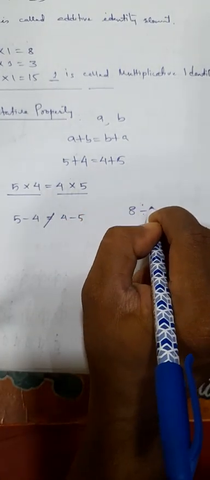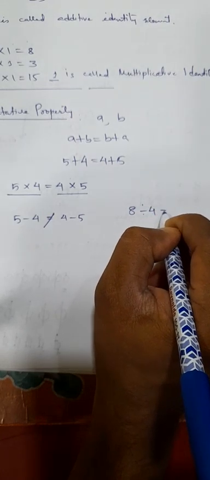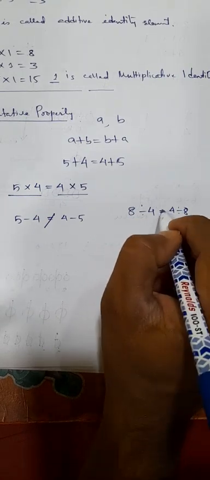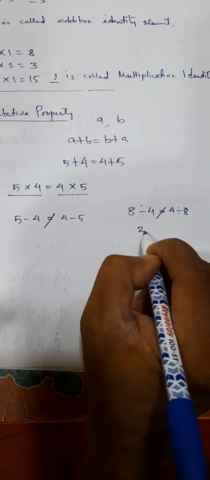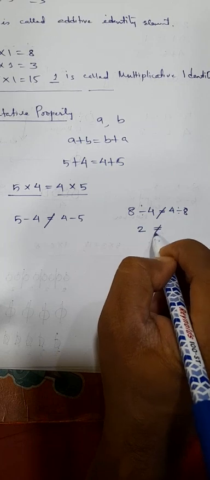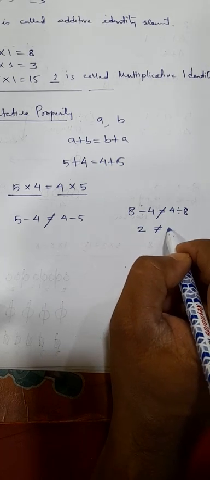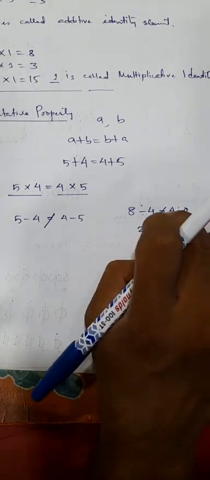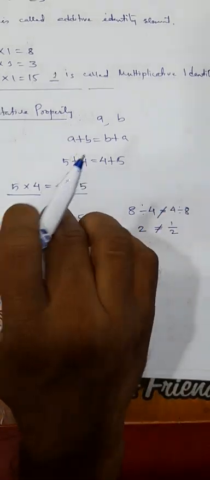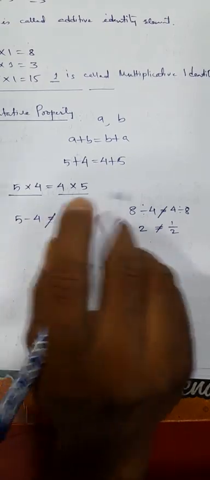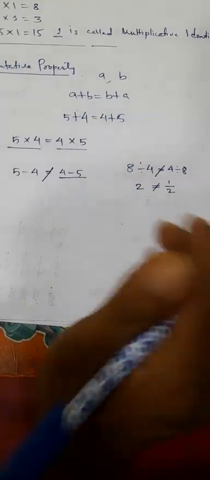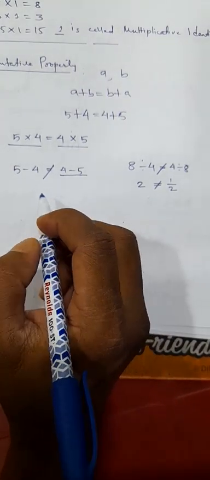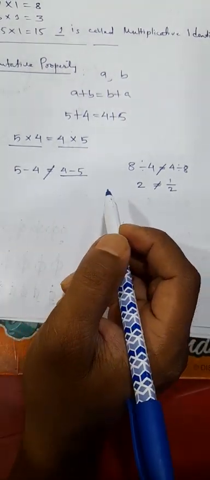Similarly, 8 divided by 4 is not the same as 4 divided by 8. We got 8 divided by 4 equal to 2, but 4 divided by 8, it is half. So 2 and half, they are not same. This is not a whole number. Similarly, 4 minus 5, this is not a whole number. So commutative property is not applicable with respect to the operation of subtraction and division.